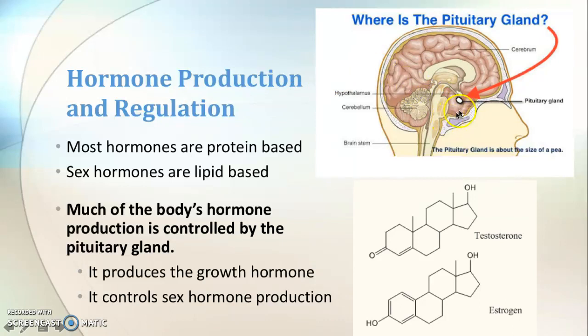Our sex hormone production is controlled by this really tiny gland called the pituitary gland. It's about the size of a pea, deep within your brain. And that just regulates the amount of hormones being released and when they're being released as you hit puberty and then throughout your adult life.